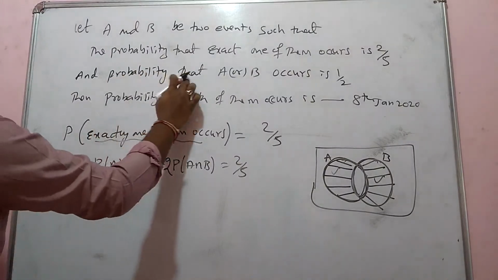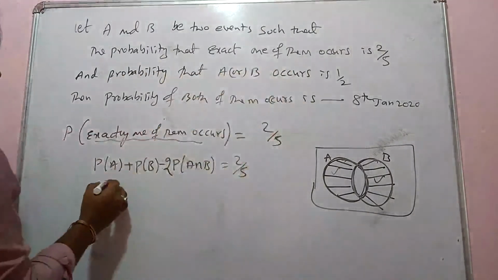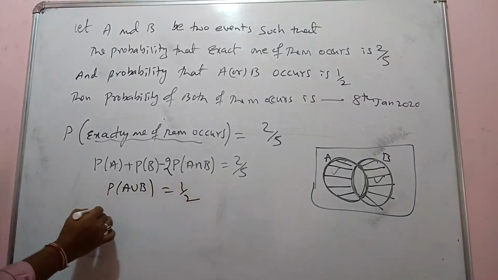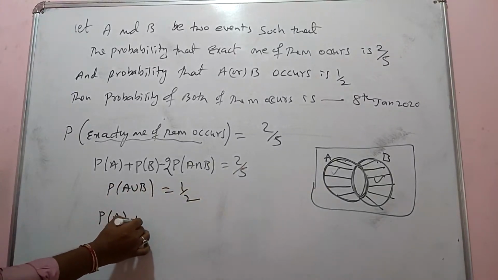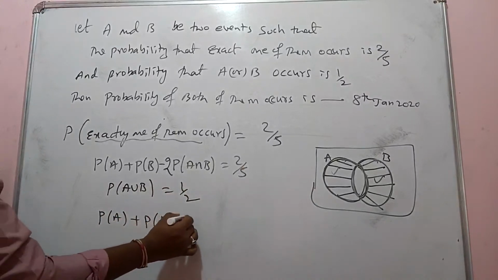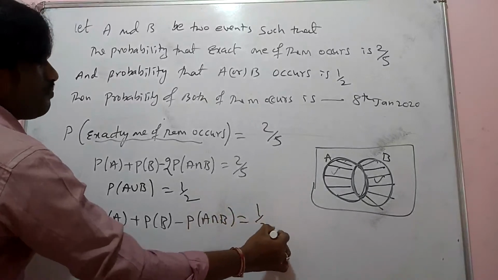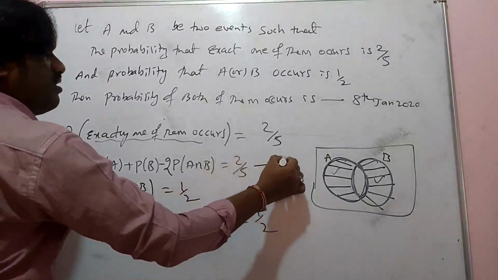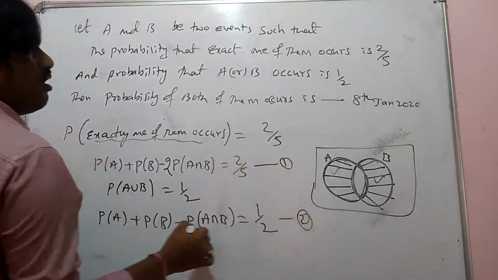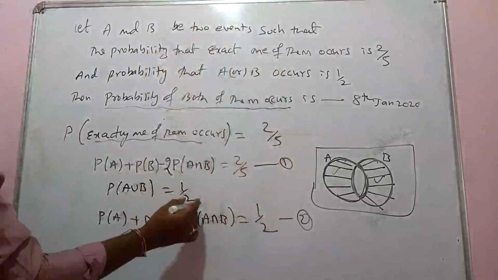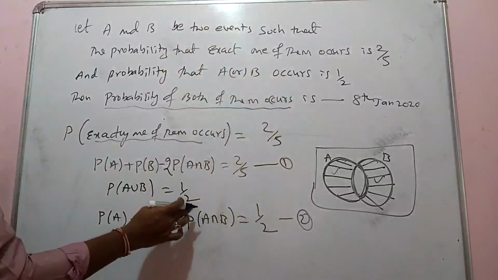And then they said the probability that A or B occurs, that is probability of A union B, is 1 by 2. That is probability of A plus probability of B minus probability of A intersection B, which is given as 1 by 2. So this is given and this is given. What are we asked to find? The probability that both of them occur, which means we are asked to find the intersection.